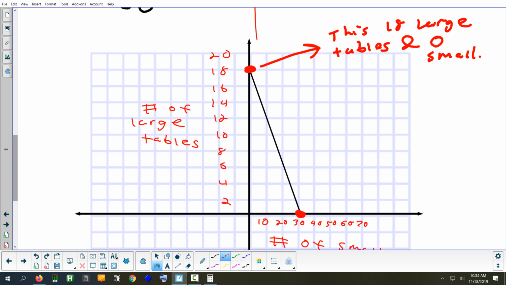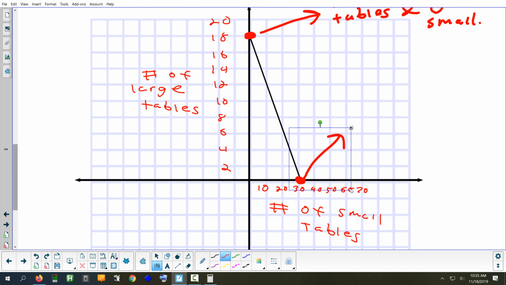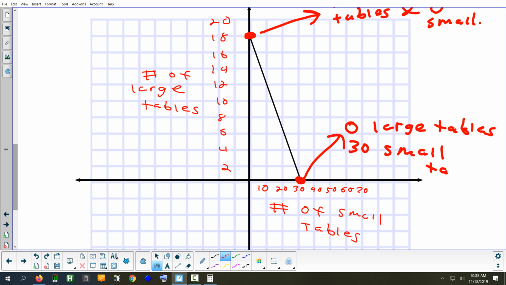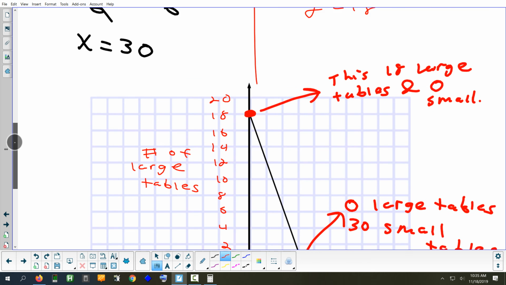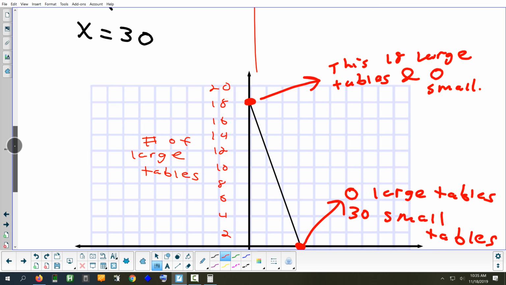Now, let's look at this one. How many large tables did you buy if you go with this option down here? 0. You said, I'm not going to get any large tables. Maybe I don't have enough room to fit large tables. So 0 large tables. And how many small? 30. So that's 2 different ways you could fit 180 people. You could get 30 small tables, or you could get 18 large tables.